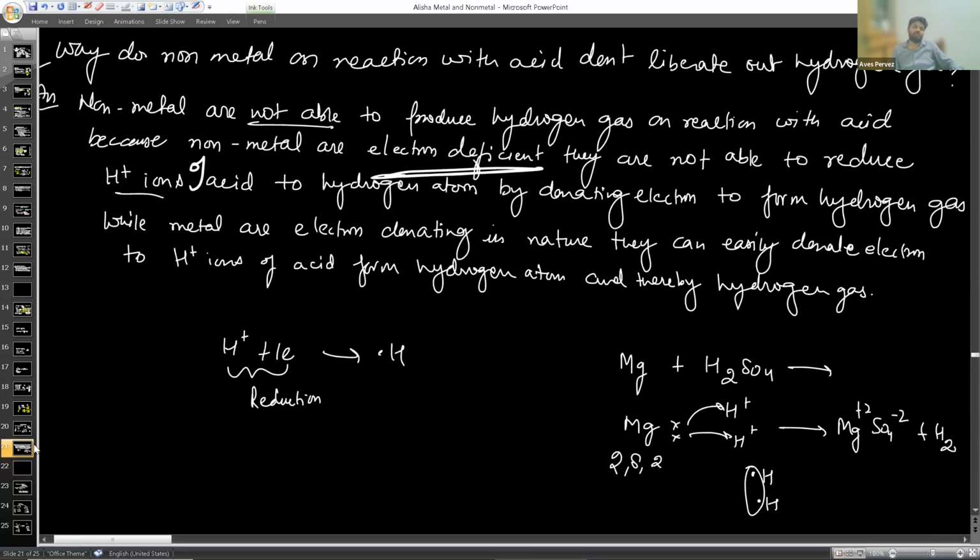Okay. So everyone start writing, please. Why do acids on reaction with metals not produce hydrogen gas? Note it down, please.